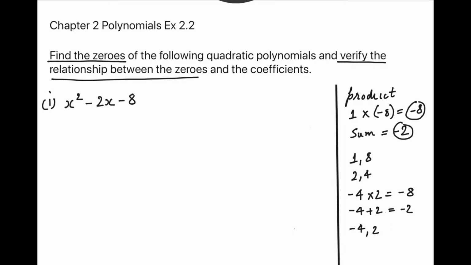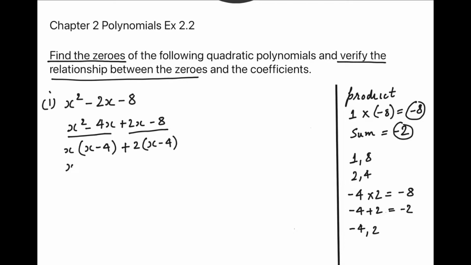So we'll factorize this polynomial. We'll write x square minus, and we'll split this middle term minus 2x using minus 4x plus 2x minus 8. If we look at these two terms, we have x as common here. So inside we'll have x minus 4, and then if we look at these two terms, we'll take 2 as common, and then inside we'll again have x minus 4. So now this can be written as x plus 2 into x minus 4. So now we have found the factors of this polynomial, x plus 2 and x minus 4.